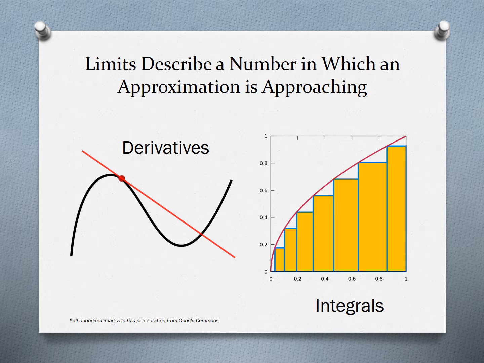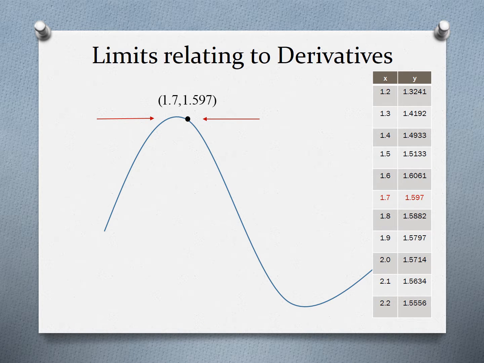So notice how limits describe a number which an approximation is approaching. So I'm going to take some time to describe how we're approaching the red point that you see on the derivatives graph and how we're approaching the space, the measure of the space that I'm trying to analyze under the red curve on the integrals graph. So let's take some time to understand what's going on here. First, we'll talk about limits.